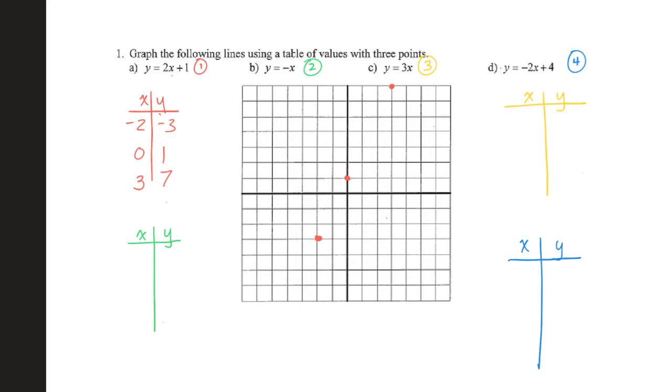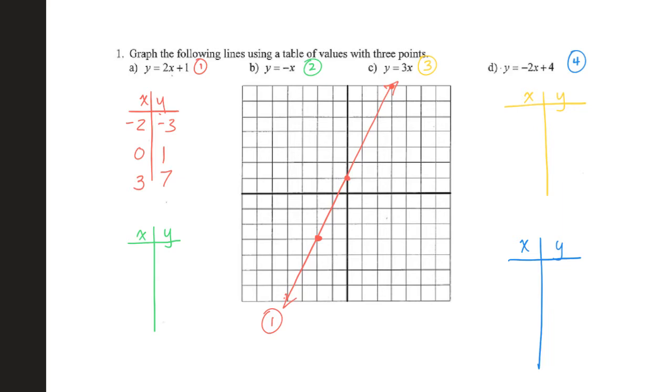I'm in purple. I have no idea why that's purple. Eventually I'll get this right, guys. We get something like that. We now label that with our equation number, and we're good.